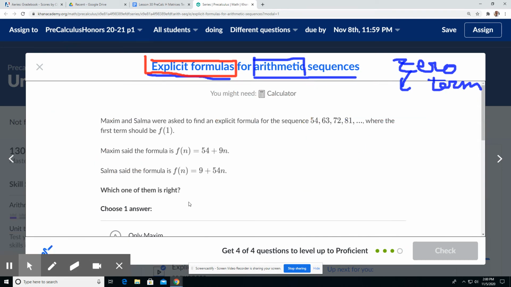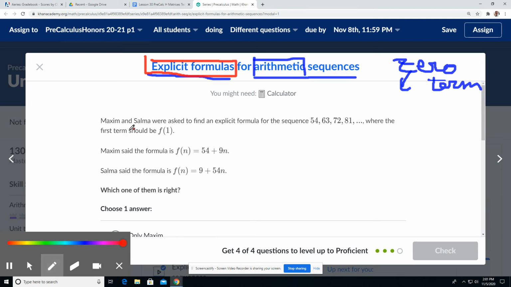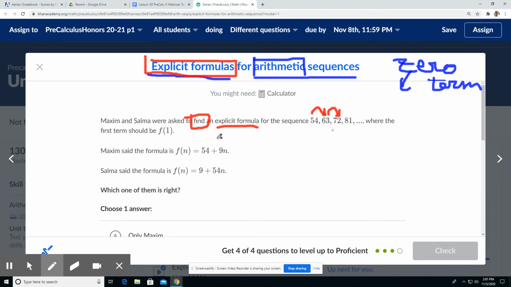Okay, a little bit different here. Let's see. Maxim and Selma were asked to find an explicit formula for this sequence. It has constant growth where the first term should be f of 1. Maxim said the formula is this. Selma said the formula is this. Which one's right? For this case, we just go ahead and find the explicit formula here. I'll do it a little bit more quickly.